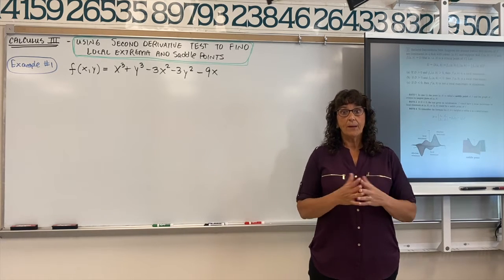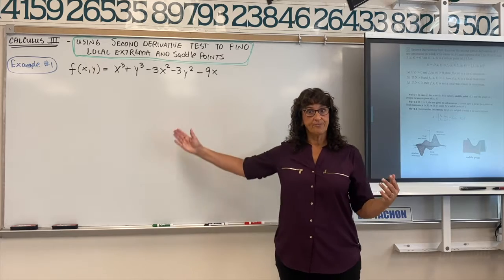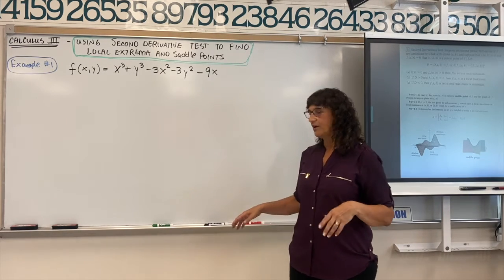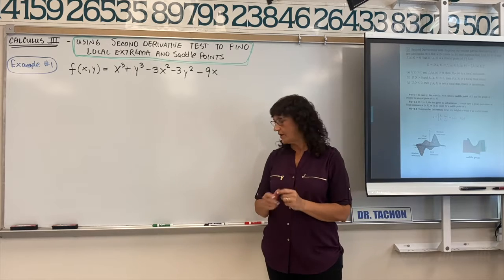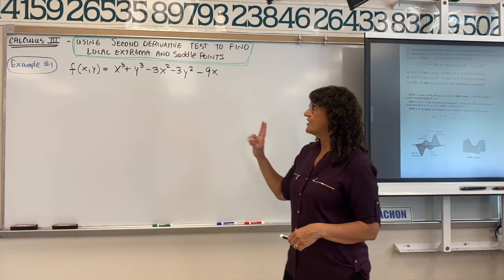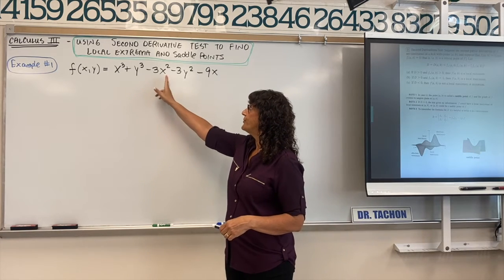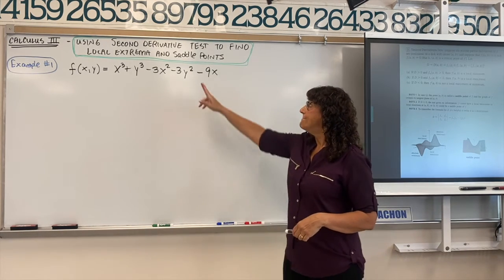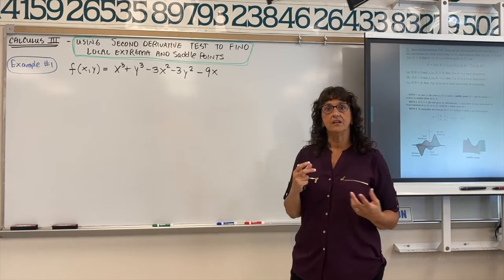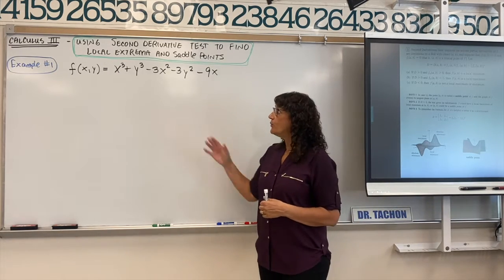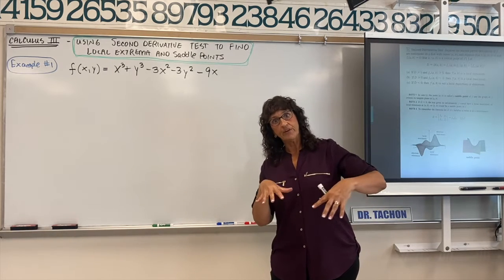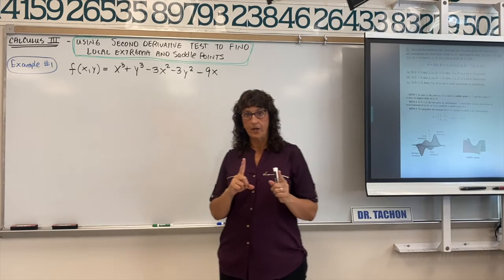It's probably easiest to put all this into practice, so let's take a look at our example today. These examples are a little more involved, so in this video we're only doing the one example. Our surface is x to the 3rd plus y to the 3rd minus 3x squared minus 3y squared minus 9x. This is a surface in a 3-dimensional plane. We want to know where the hills, the valleys, and the saddle points are. We're going to find them all.